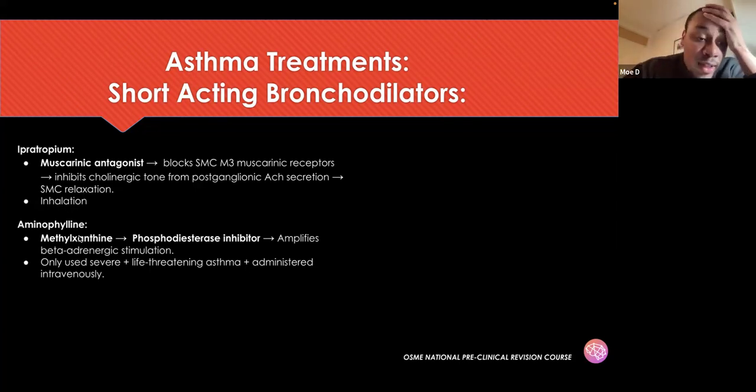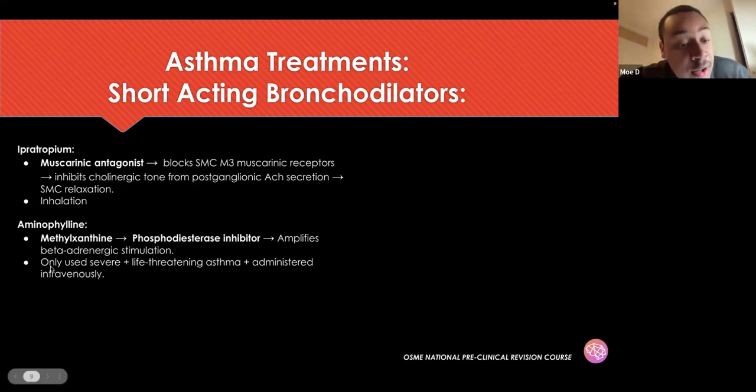And then finally, you've got aminophylline, which is a methylxanthine. And methylxanthines are phosphodiesterase inhibitors, i.e. phosphodiesterase usually breaks down cyclic AMP as an enzyme at the end. So as you administer aminophylline, it amplifies the beta adrenergic stimulation, as stimulating the beta adrenergic receptors increases cyclic AMP. And by blocking phosphodiesterase, you're prolonging the impact of the beta adrenergic drugs. However, this is only used in severe and life-threatening asthma, and it's administered intravenously in hospital.